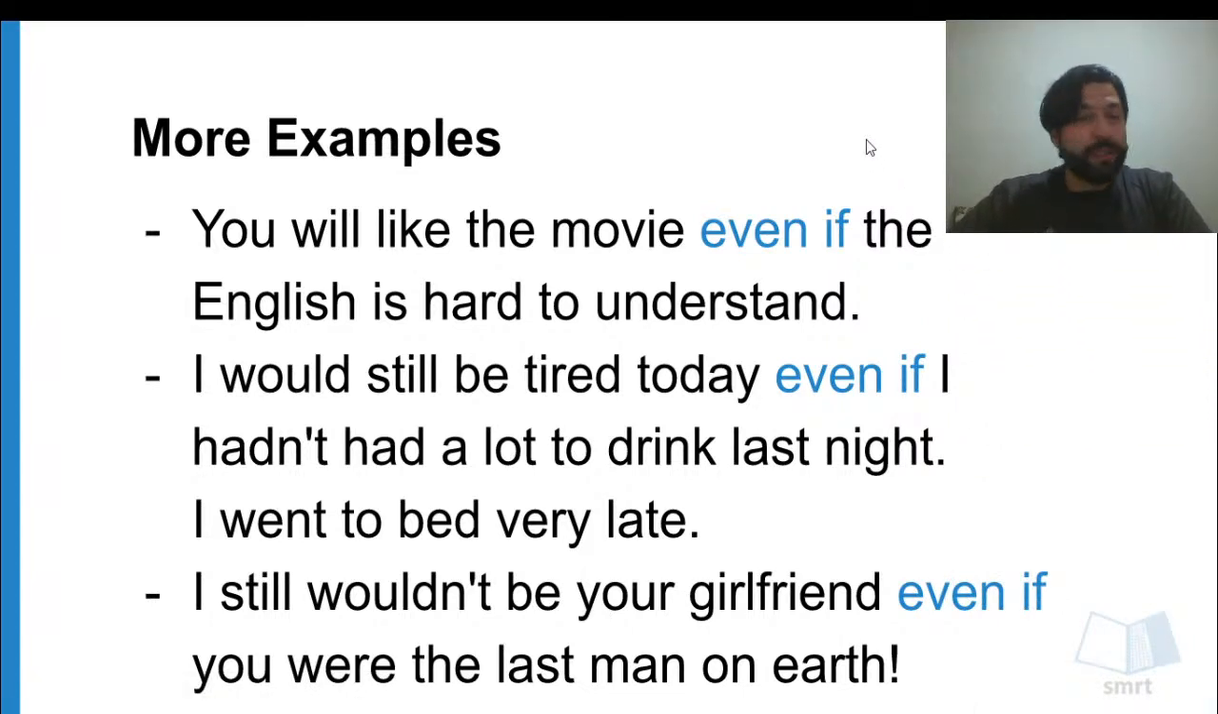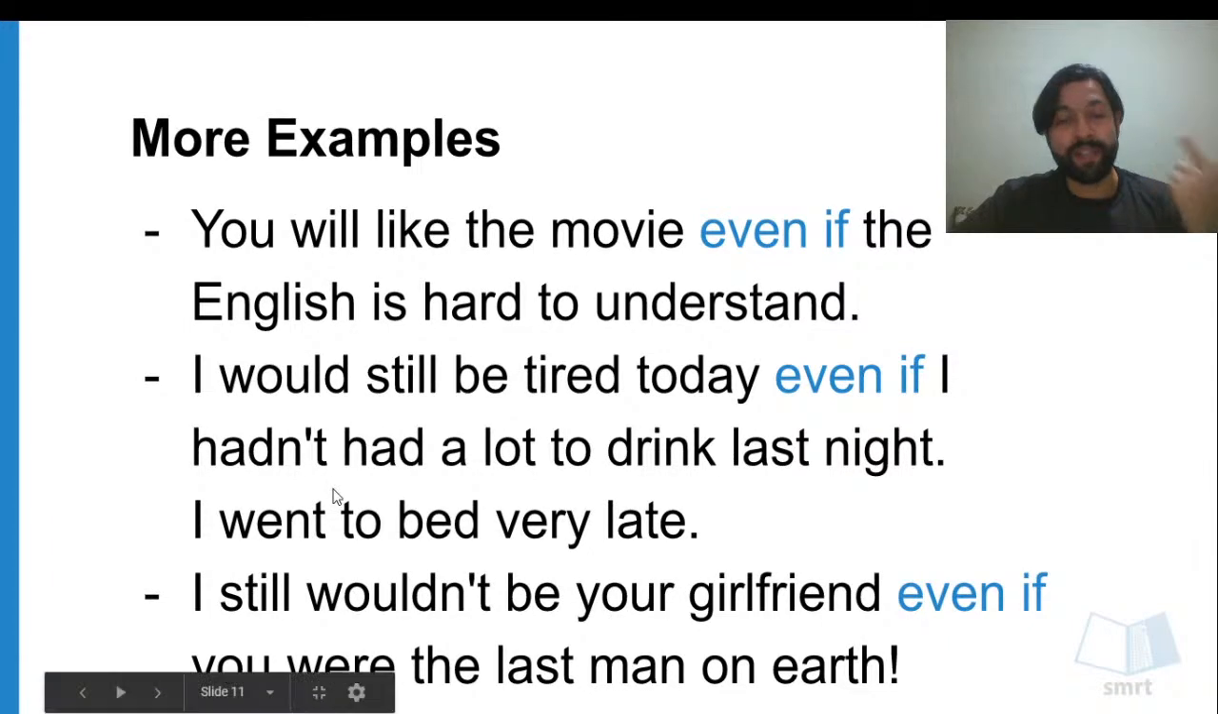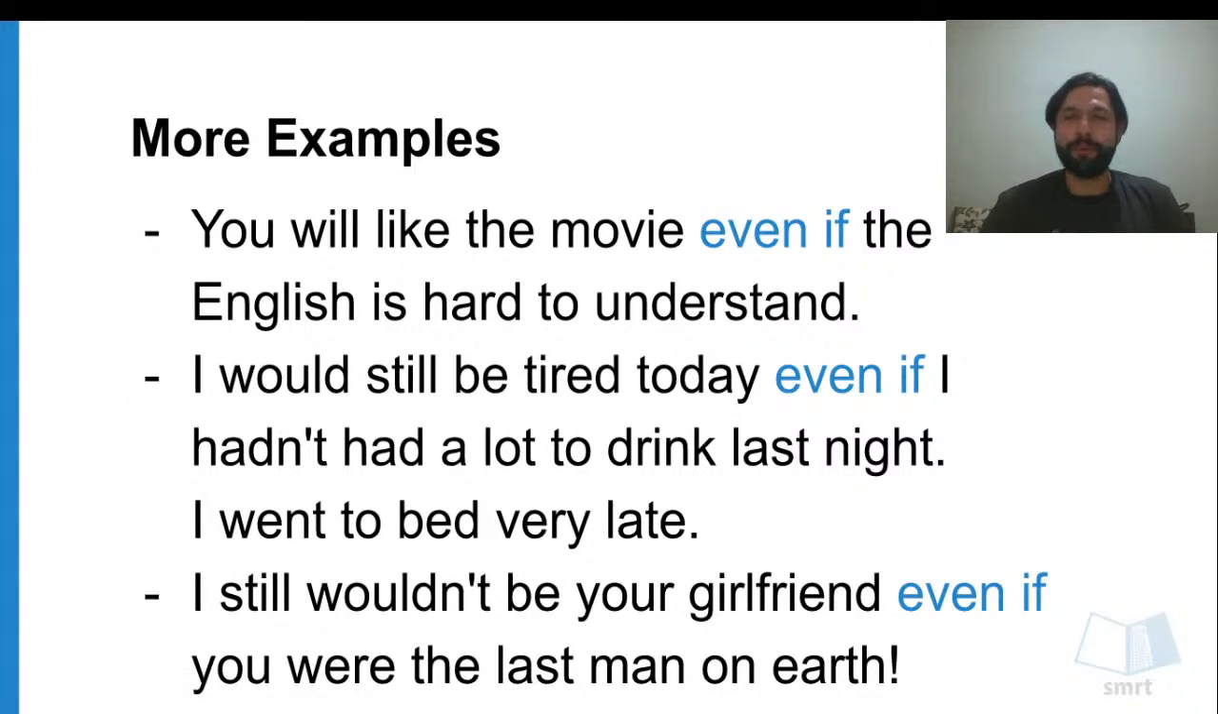Or the next one. I still wouldn't be your girlfriend even if you were the last man on earth. Okay, this sentence is more common sometimes in movies or series. I still wouldn't be your girlfriend even if you were the last man on earth. So you are the last man on earth, you are not the last man on earth, it's irrelevant. I wouldn't be your girlfriend. Okay, so even if.